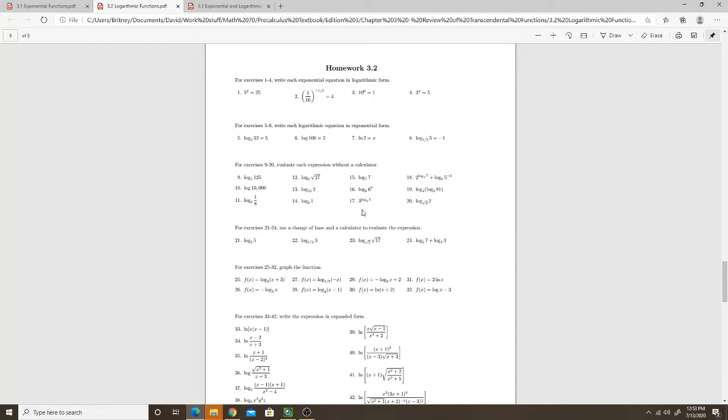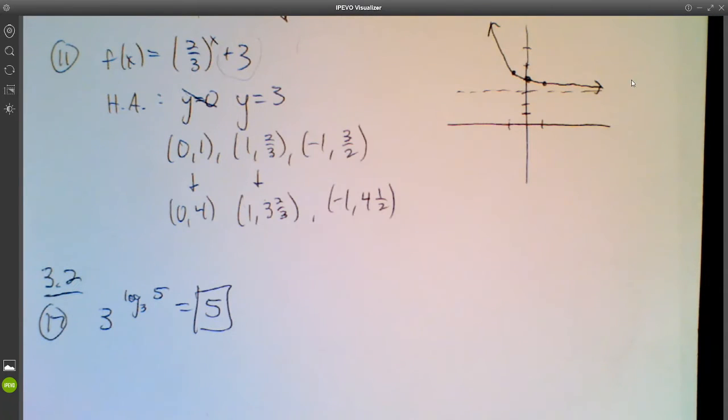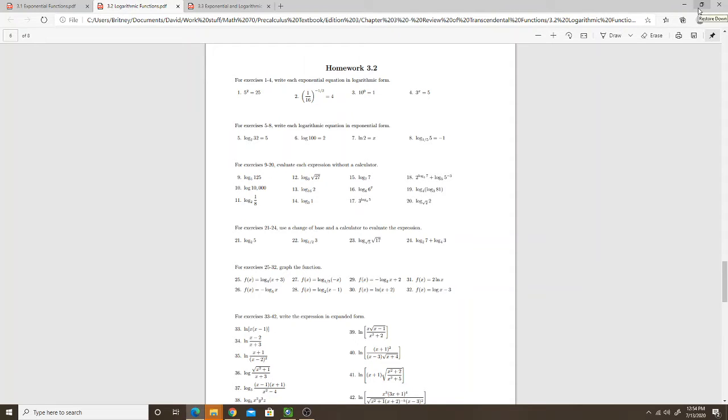So looking at number 17, it says evaluate each expression without a calculator. It's 3 to the log base 3 of 5. Well, that's easy, right? We had a property of logarithms that said some number raised to the power of a logarithm of the same base, the exponent or the base and the logarithm just cancel each other, right? So this thing is just going to be 5. The 3 and the log base 3 will cancel. You're just going to be left with 5. So you'd say 3 to the log base 3 of 5 is equal to 5, and that's all there is to it. Okay, so that's number 17.